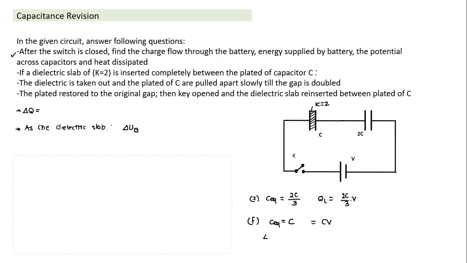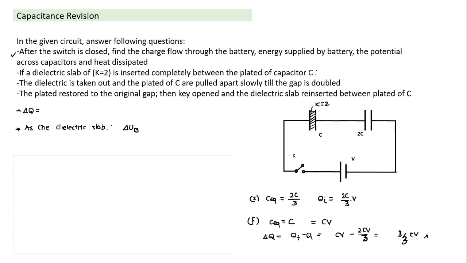So what is the additional charge flow from the battery? That will be equal to final charge minus the initial charge. Final charge is CV minus 2CV by 3. We can calculate that this is equal to 1 by 3 CV. Thus, additional charge will flow as we insert the dielectric slab here. And what will be the additional work done by the battery? This additional charge flow into V will be the additional energy supplied by the battery. Okay, so this is what will happen here.